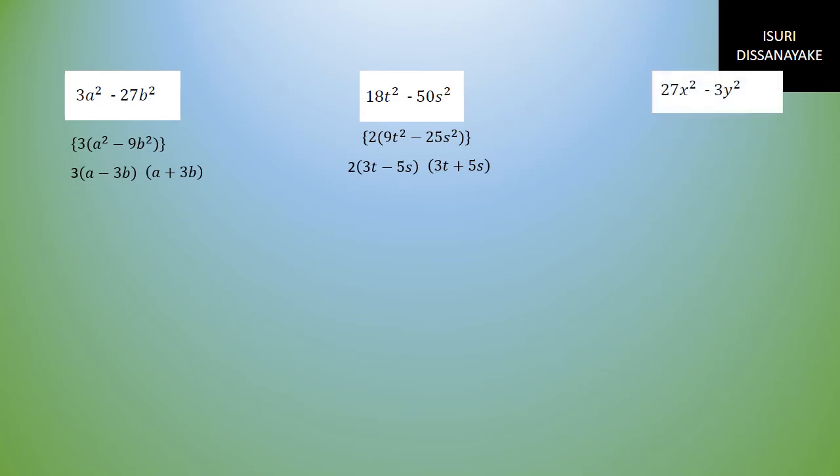Next question is 27x squared minus 3y squared. We will bring the common value out, which is 3. Within brackets we have 9x squared minus y squared. We will write this as 3 as it is, (3x minus y)(3x plus y).